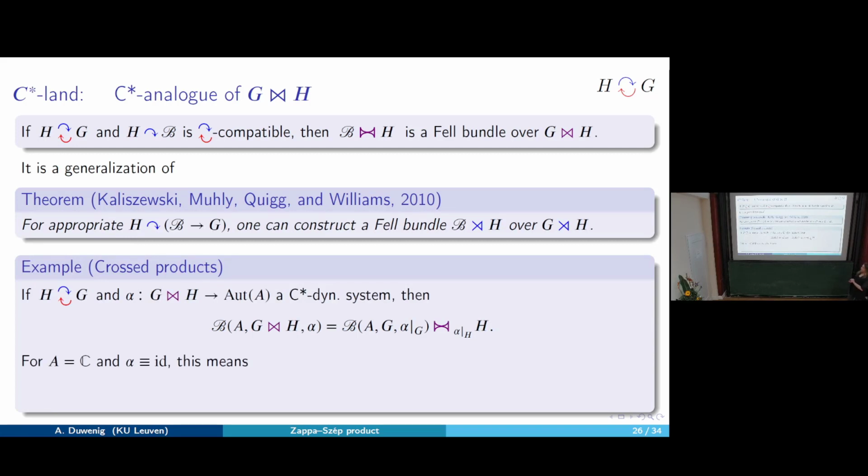In particular, if you look at the dynamical system that is constantly the complex numbers and you have actually no action whatsoever, in this situation, what this here means is that the trivial line bundle of the Zappa-Szép product is the same thing as the line bundle of G, Zappa-Szép product of H. So this is really just a sanity check. Have we done something stupid? No, I hope we haven't. And this is, I should mention, also true for groupoid dynamical systems, which are a bit more common. This still works.